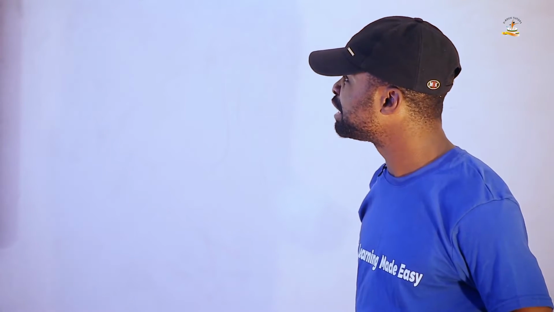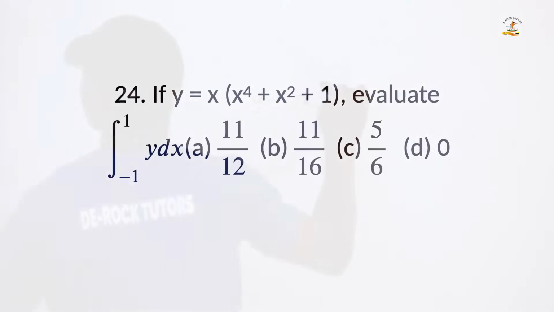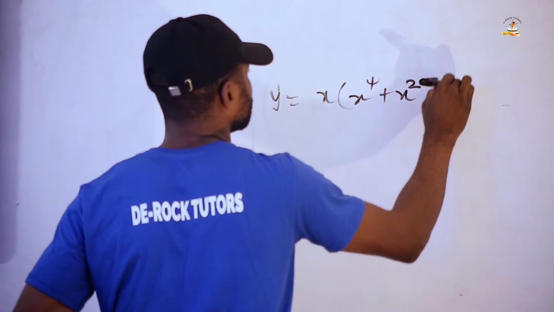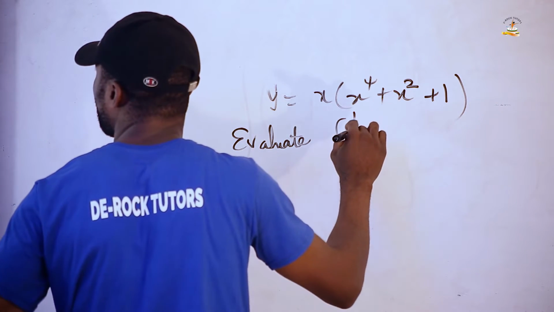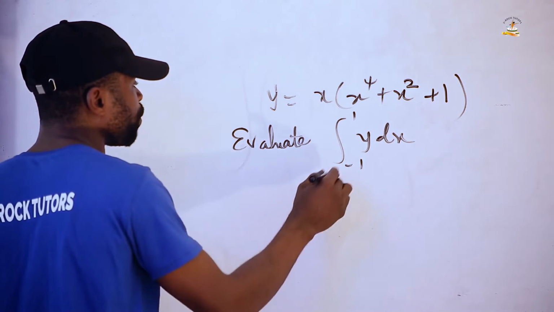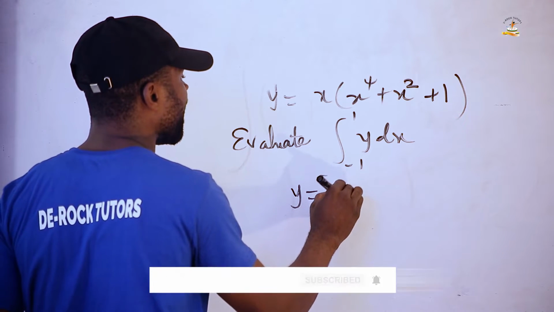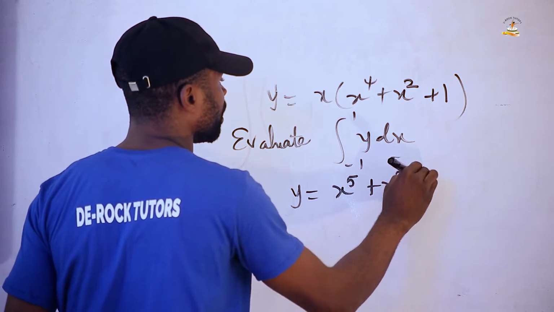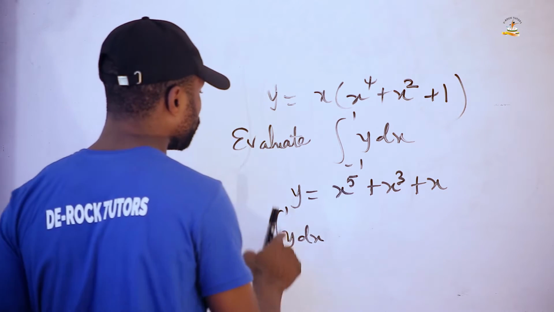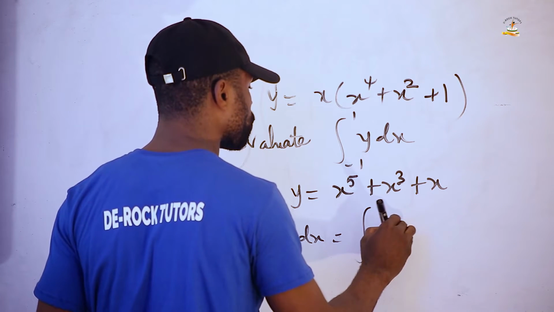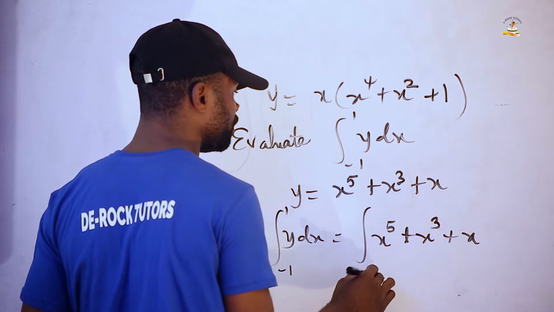Question number 24 is given to be: if y equals x times (x raised to power 4 plus x squared plus 1), we are required to evaluate the integral from -1 to 1 of y dx. You substitute for y here, but before then, it is good that we expand this bracket so that we have y equal to x raised to power 5 plus x raised to power 3 plus x. Then we integrate y dx from -1 to 1.